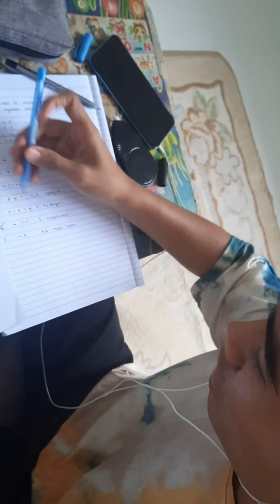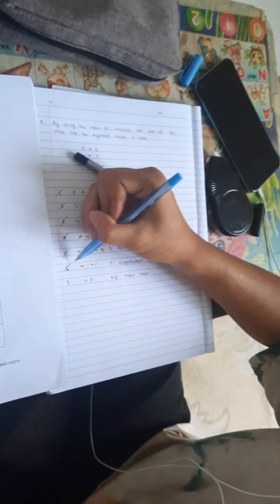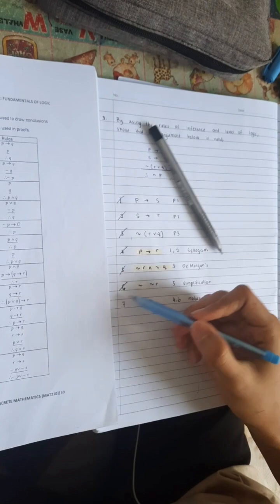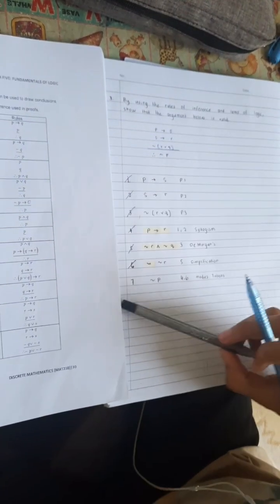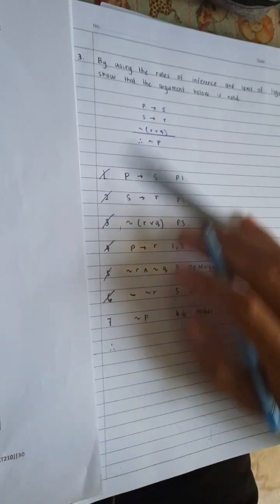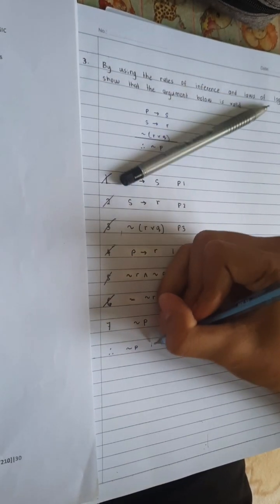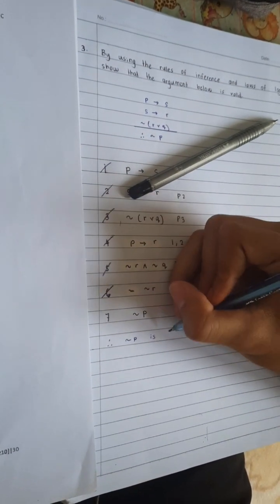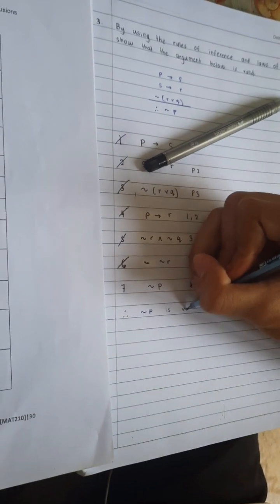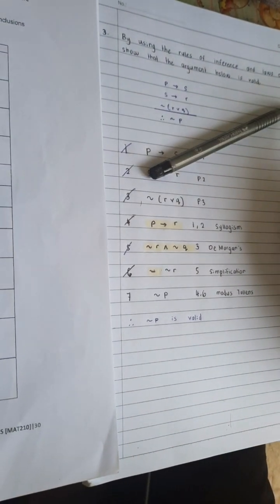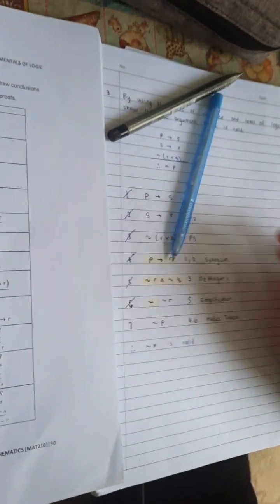See? It's easy. Okay, now after you solve this question, this means if you tick everything in this step, you only have the last step, which is 7. So this is the last answer. Therefore, not P is valid.